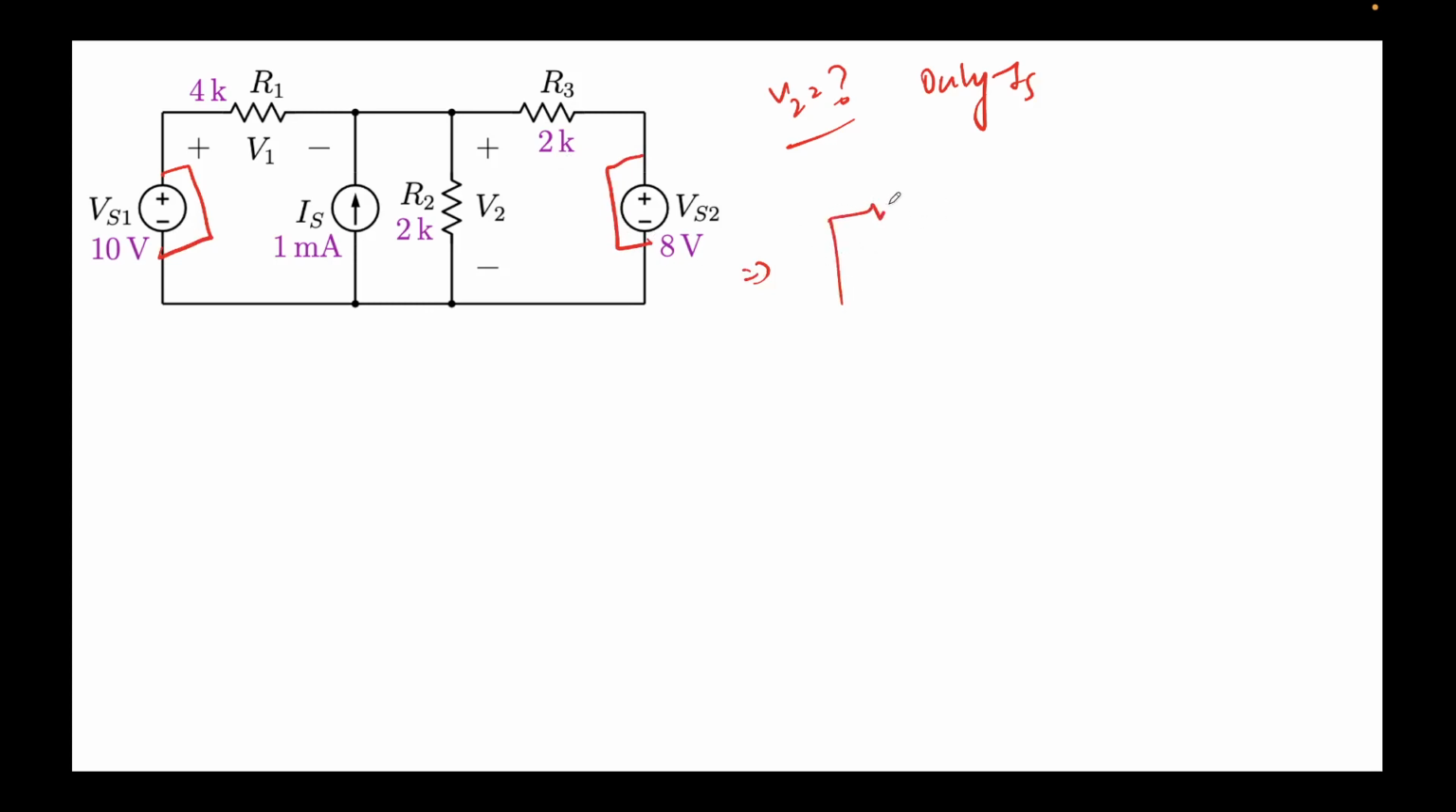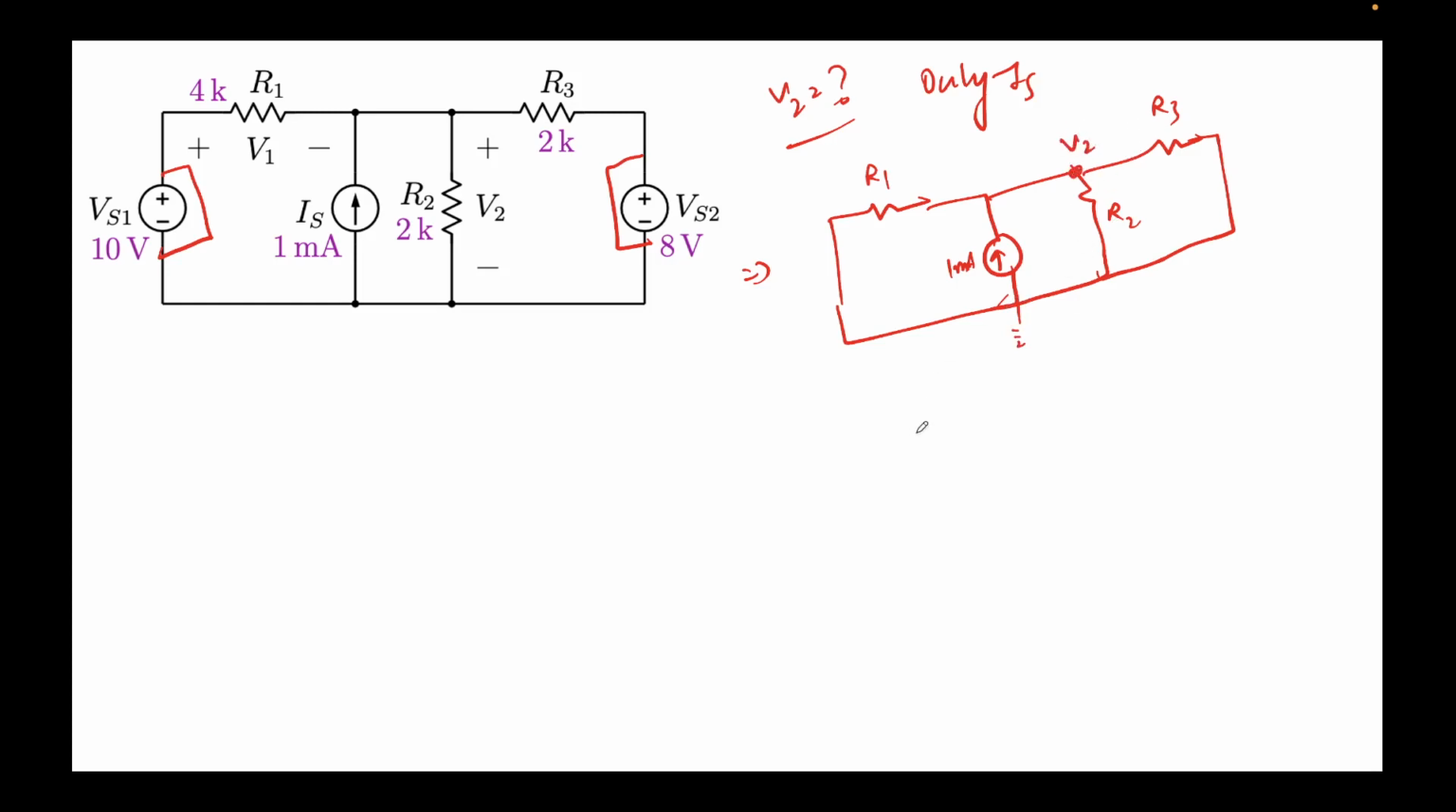So what will I get? I'll get this circuit. R1, IS will remain as 1 milliamps like this. R2 will remain as it is, and so will R3. Okay, this is what I'm getting, and this is the V2 voltage that I'm required to find. If you look carefully, 1 milliamps is in parallel with, did I miss something? No, we are good. So if you look carefully, R2 and R3 are again in parallel. See, R2 has V2 and 0 across it, and R3 also has V2 and 0 across it. Come to think of it, R1 is also in parallel with all the three, right?